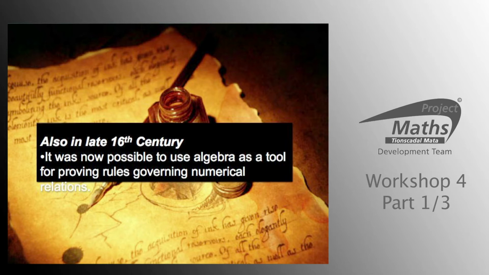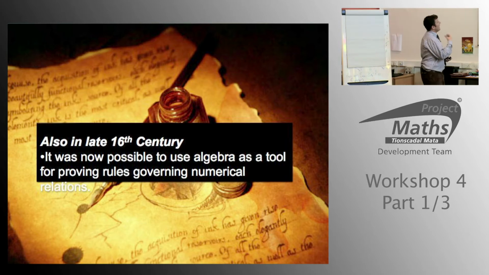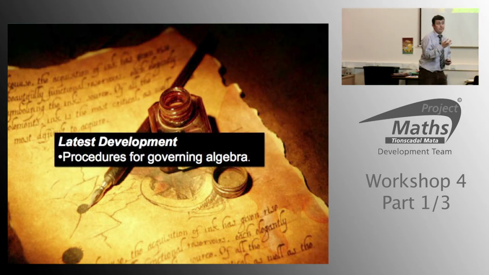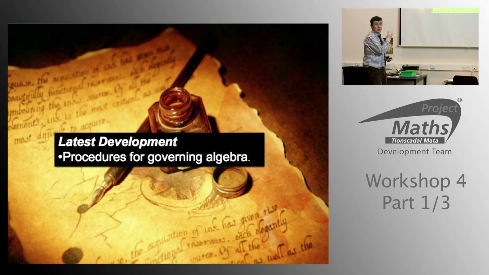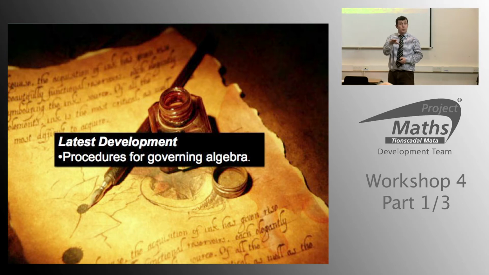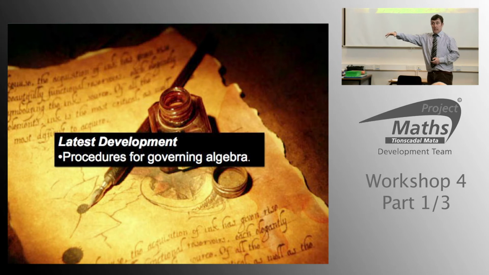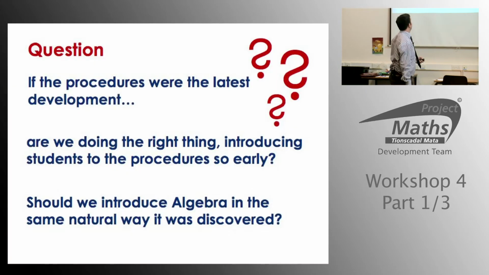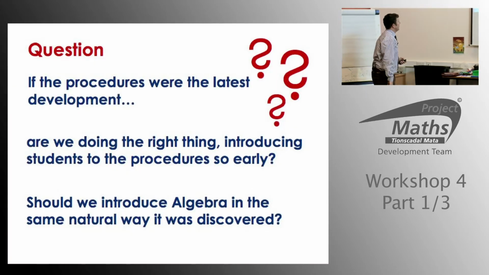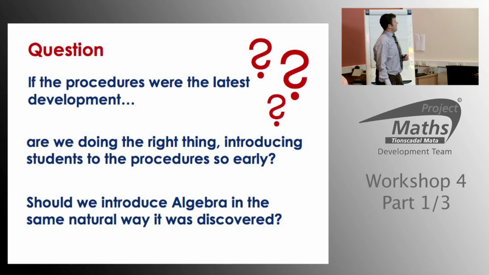okay? Now, what happened? What was the last thing that came about? Procedures were the very, very last thing that happened, okay? So they were doing incredible maths, and what did they put on top of that? At the end of it then came the procedures. What do we do? Okay, so if the procedure was the latest development, are we doing the right thing in reducing to procedures so early? Okay, so let's see.